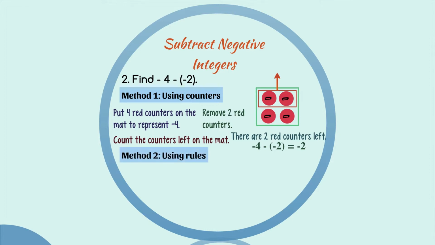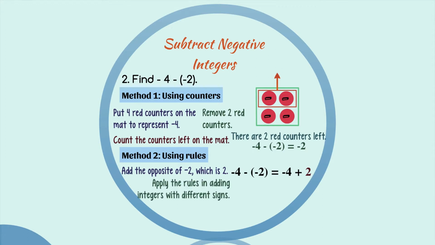Now it's time to use the second method of applying the rules in subtracting integers. The opposite of negative 2 is positive 2, or simply 2. According to the rules, we need to add it to the first integer, which is negative 4. Then the expression is now negative 4 plus 2. And it's time to add. We have different signs again, so we should apply the rules in adding integers with different signs. 4 has a greater absolute value, so let's take it. 4 minus 2 is 2, and the sign of 4 is negative. Then it is equal to negative 2. Thus, negative 4 minus negative 2 is equal to negative 2.